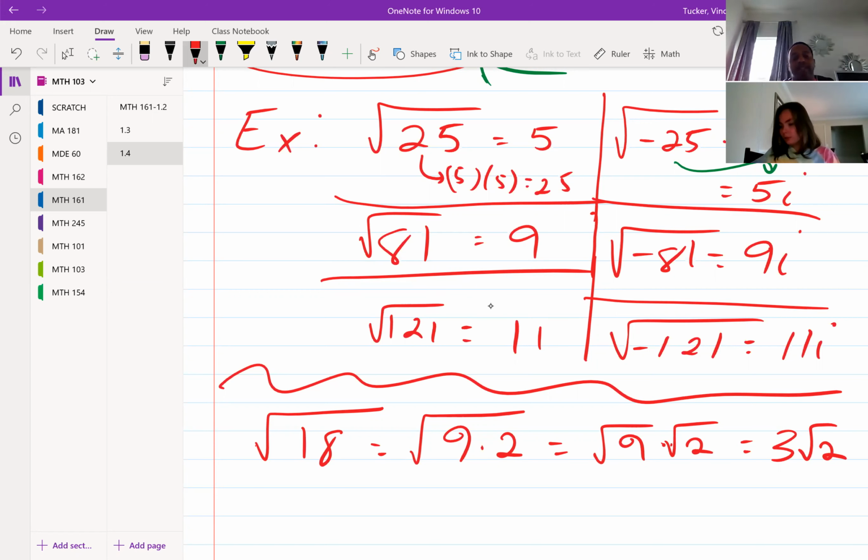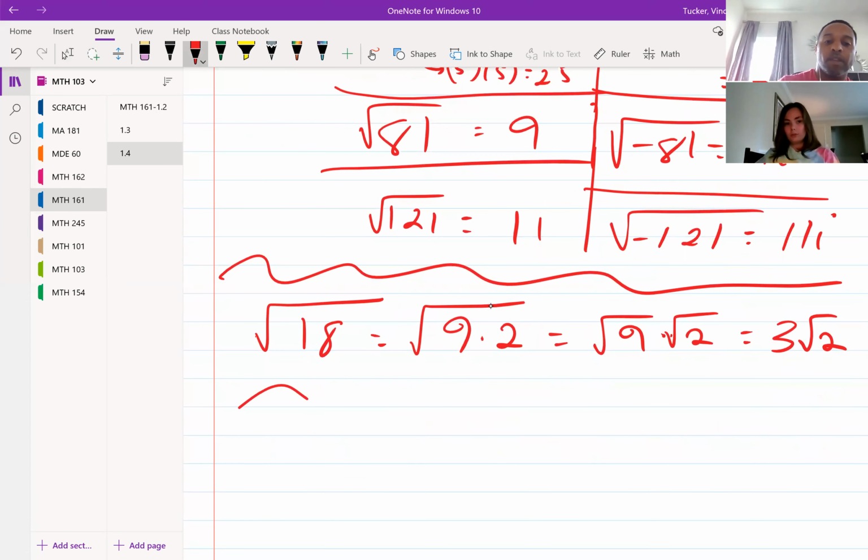Remember, you could break up 18 into 6 times 3 as well, but you cannot take the square root of the 6 or the 3 evenly, so that wouldn't help. So you want to make sure you break up your number into factors that will help you to be able to take the square root of evenly.